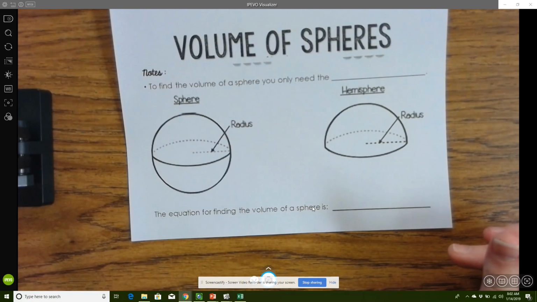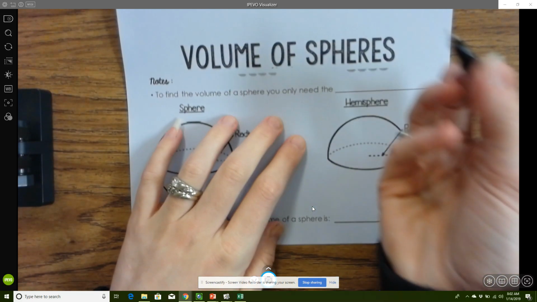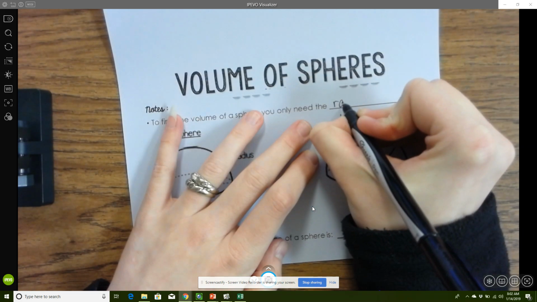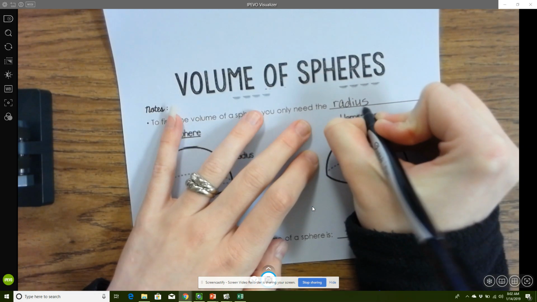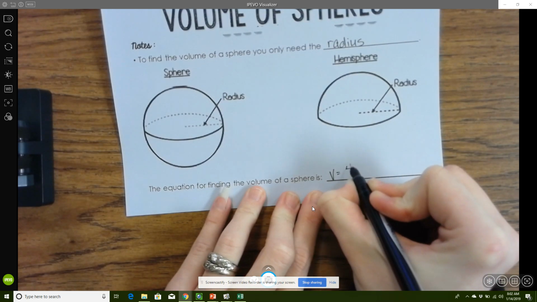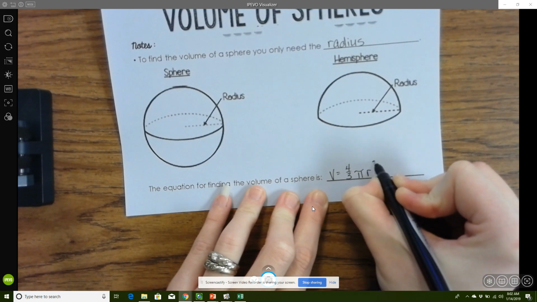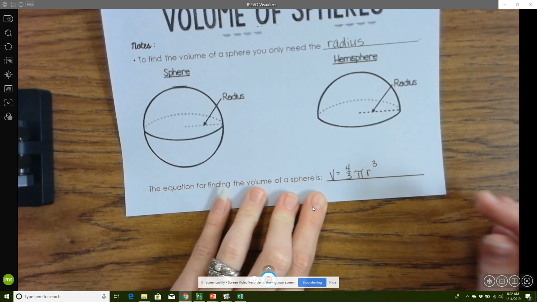This video is for lesson 6-8, volume of spheres. So to find the volume of a sphere, all you need is the radius. The equation for this: volume equals 4/3 pi r, and then we're going to cube this. We're going to take it to the third power.